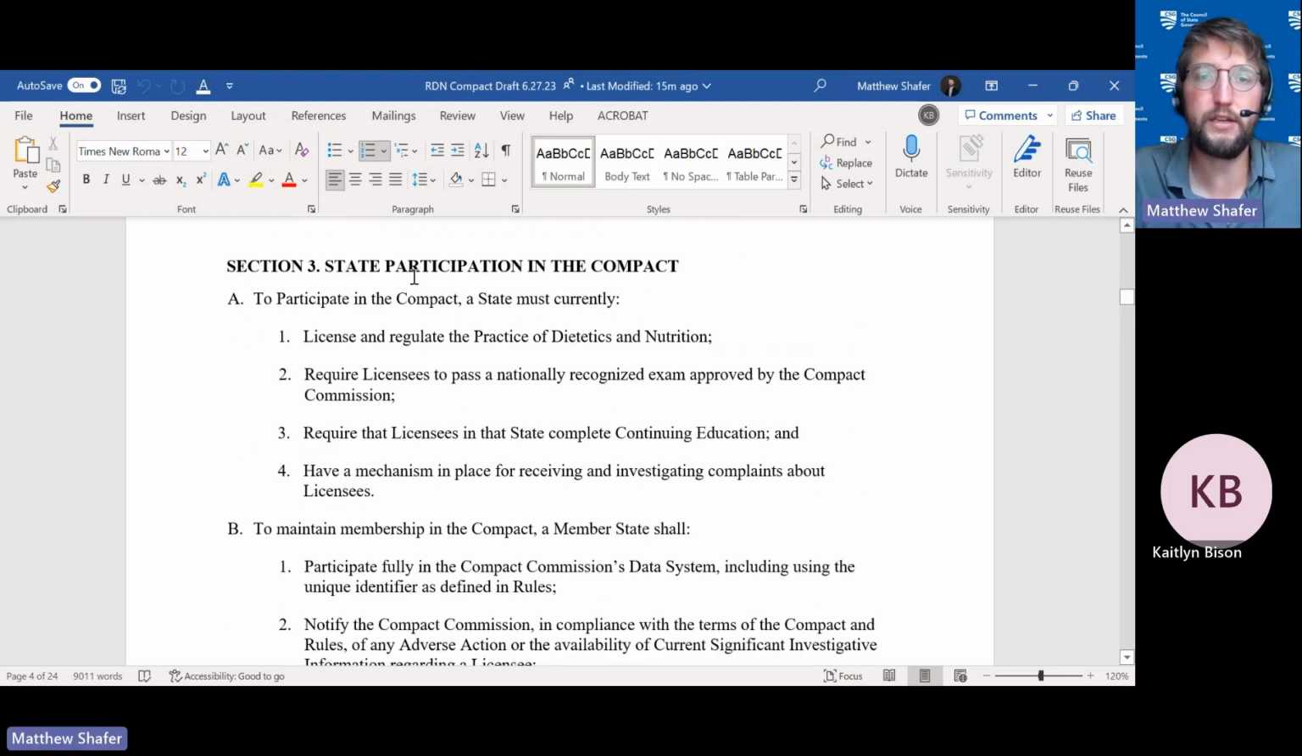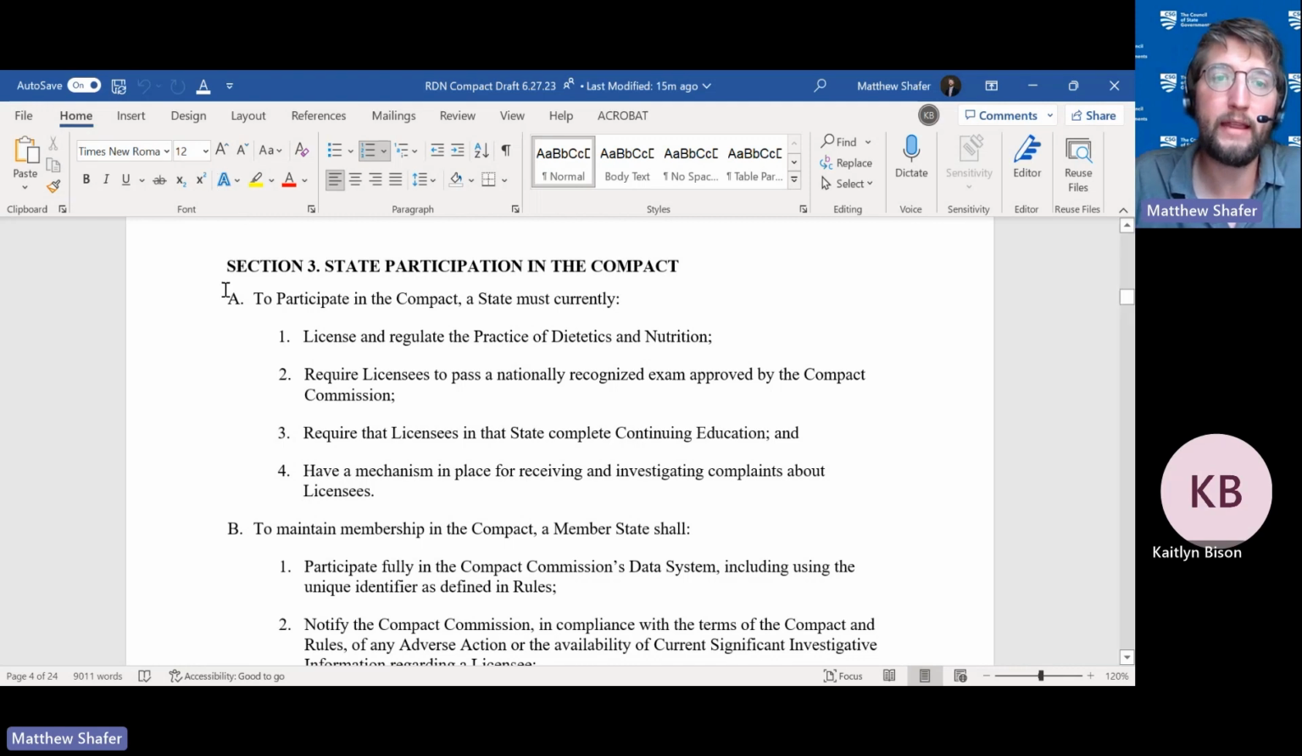Moving on to section 3. Section 3 outlines state requirements to participate in the compact. So this is a current threshold, or a bar of regulation, that a state has to currently meet in order to be eligible to join the compact.